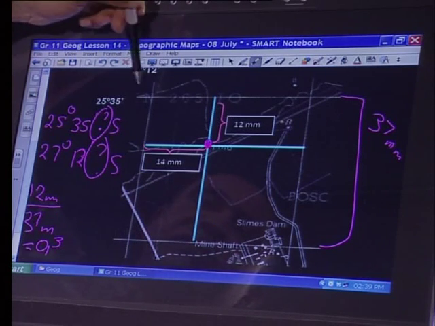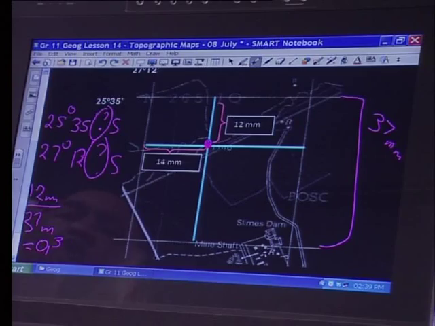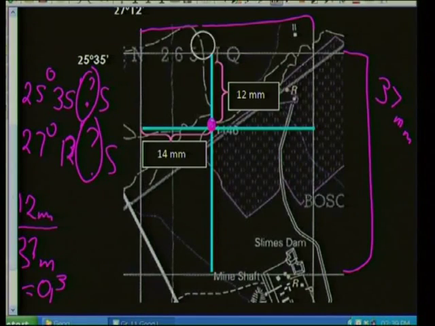I always have to measure the distance between, or the size of my block for longitudes, because the Earth narrows on the top, so it can change. Let's say I've measured this and I've got 33 millimeters. All I do is I take my 14 divided by 33, and it gives me an answer of 0.42.